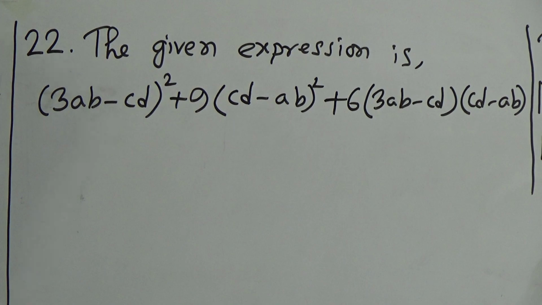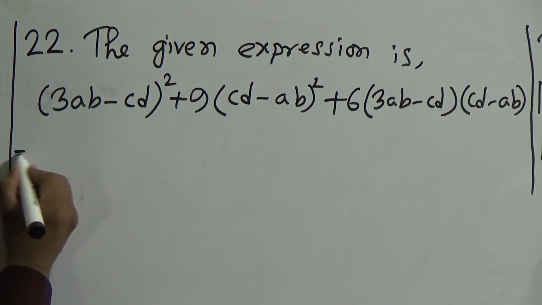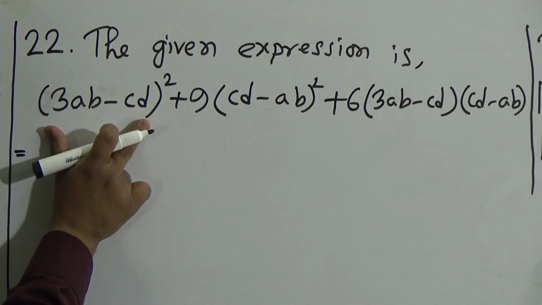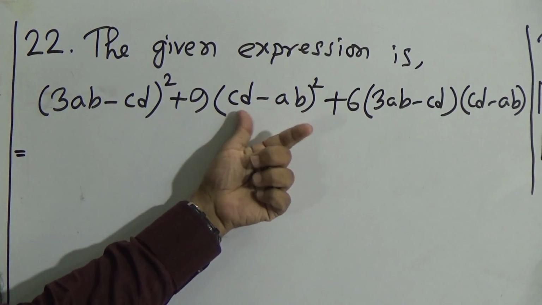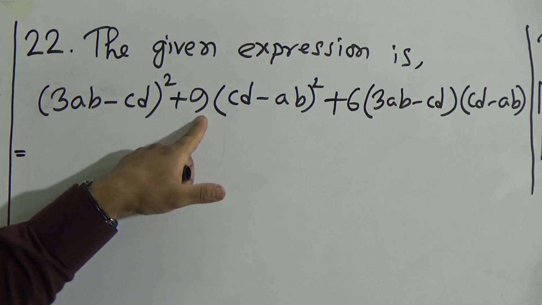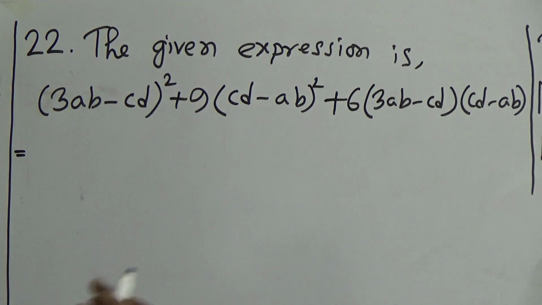Now my dear students, we will solve this by taking the help of the formula. Our formula is a square plus b square plus twice ab, or we can write down a square plus twice ab plus b square, or a square minus twice ab plus b square. This is our formula. So we need to convert this into the square terms and twice ab term. Now my dear students, this can be assumed as a square, but this cannot be assumed as b square because this cd minus ab has the square sign, but this 9 has no square sign. We need to put it down in the square terms.